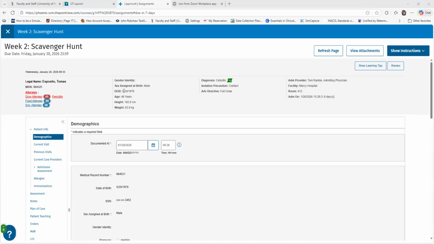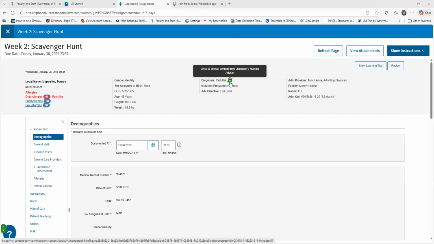Anyone want to take a stab at it? Is it the cellulitis? Cellulitis. Okay. If this is a new word for you, notice there's a green stethoscope. I'm not going to open it right now because I think it's going to mess up your view. On your version, it links to your Lippincott nursing advisor and it will tell you what cellulitis is.